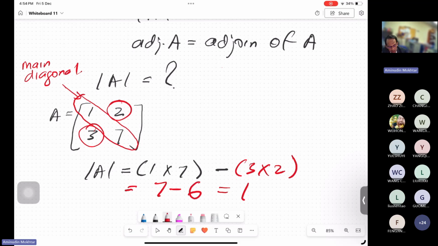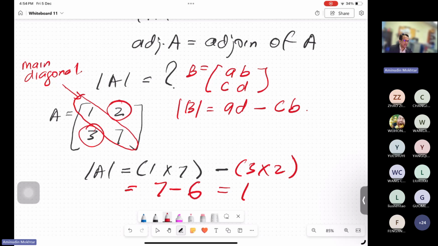So in other words, let's say I have the numbers a, b, c, d in a matrix B. The determinant of B equals ad minus cb. That's the quick formula that I will show you, the relationship between the matrix and its determinant.